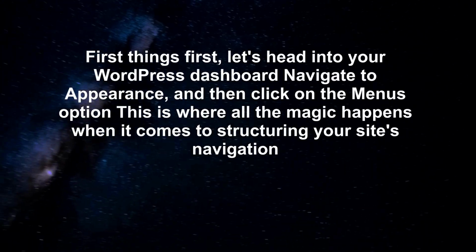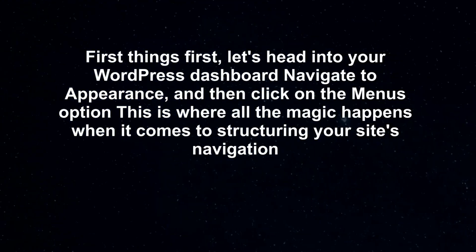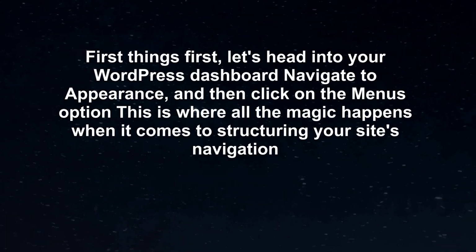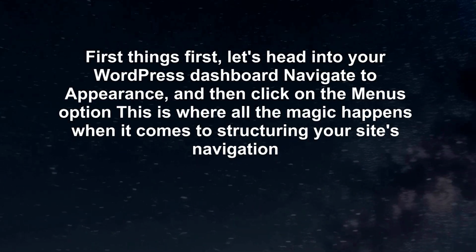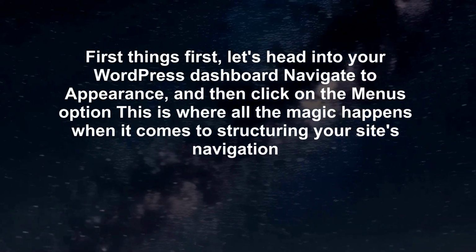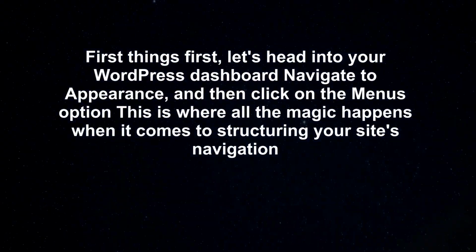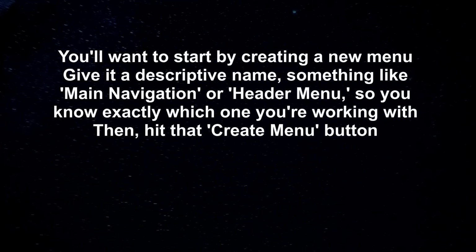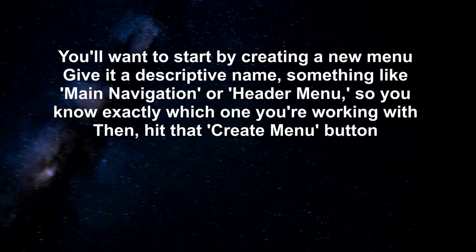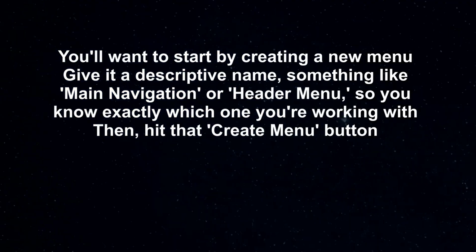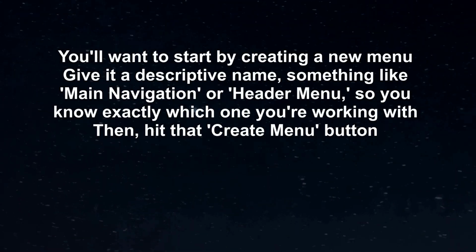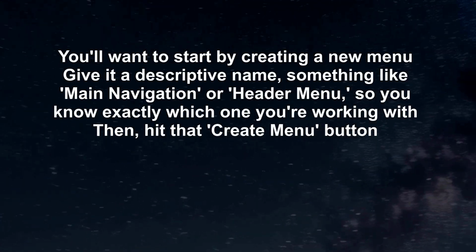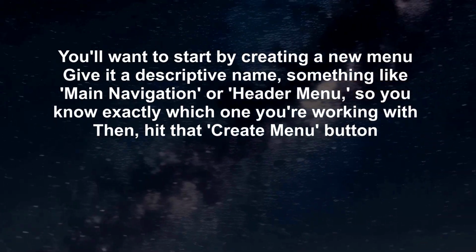First things first, let's head into your WordPress dashboard, navigate to Appearance, and then click on the Menus option. This is where all the magic happens when it comes to structuring your site's navigation. You'll want to start by creating a new menu. Give it a descriptive name, something like Main Navigation or Header Menu, so you know exactly which one you're working with. Then hit that Create Menu button.